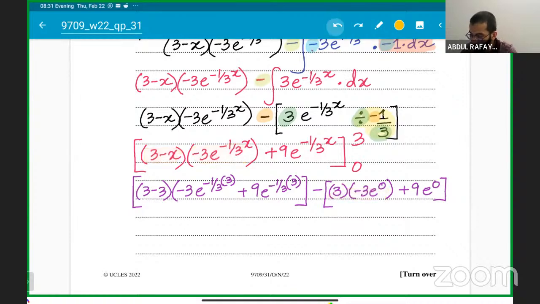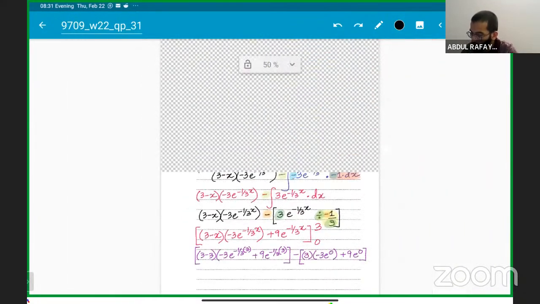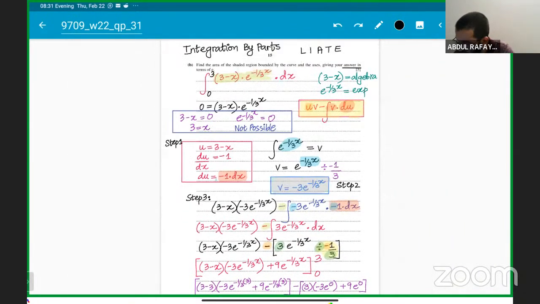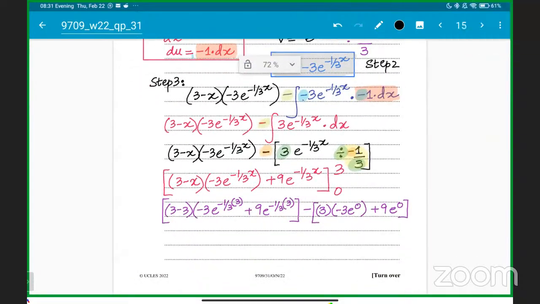So let's first simplify this. Guys, can I get response? Always remember, must remember, e power 0 is 1, okay? You can do it in the calculator. E power 0 is 1. Is everyone got it? Yes, sir. Here we go.